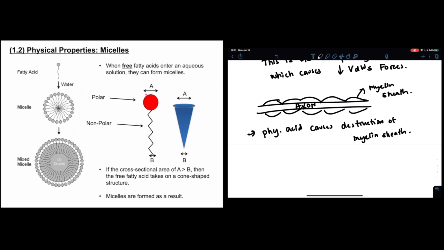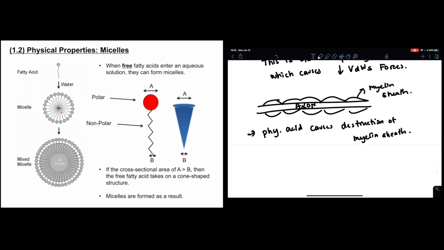So why do they form cones again? It's because the cross-sectional area when it's in water is going to be really big near the carboxyl group, and it's going to be really skinny near the hydrocarbon group. So it forms these little cones. You put all these cones together and they form these micelles.